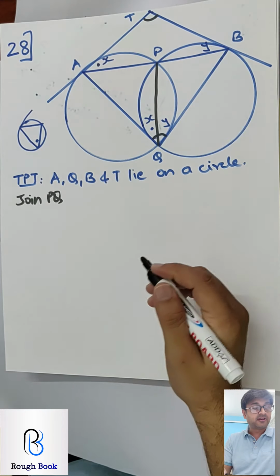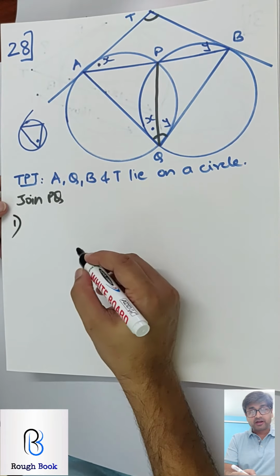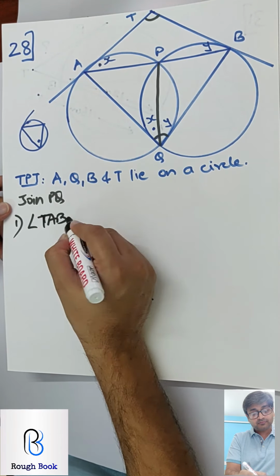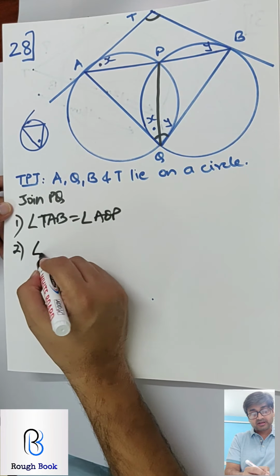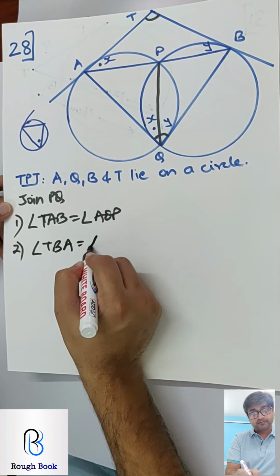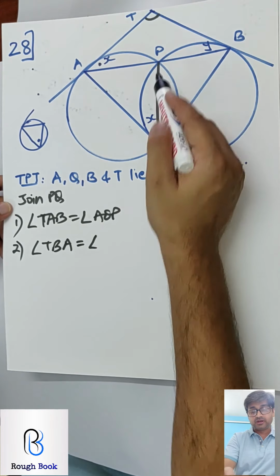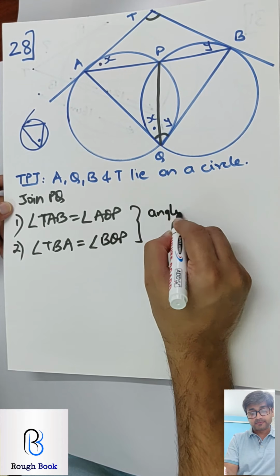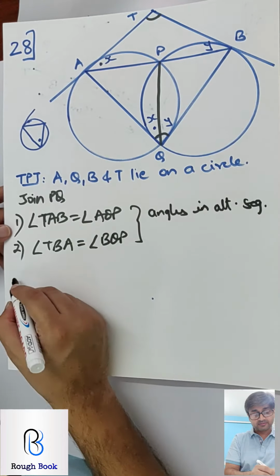So let's see if you can write it on your own without my help. Pause the video. Try it. Even if you don't get it, don't worry, but try. So first one, angle TAB is equal to angle AQP. Second one, TBA is equal to BQP. Reason for both, angles in alternate segments.